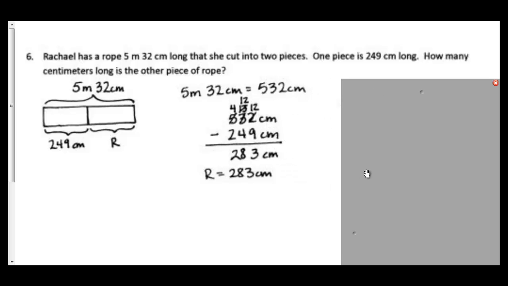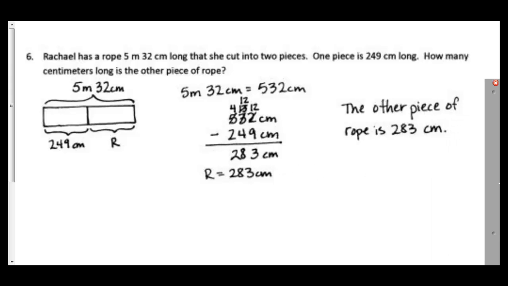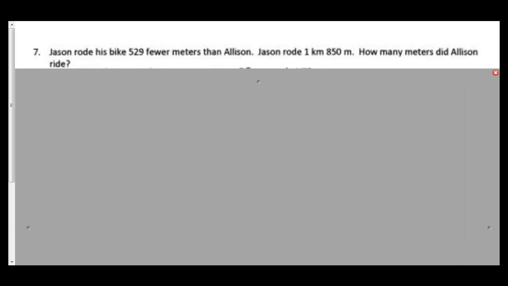So I come over here, and I converted the 5 meters, 32 centimeters, to 532 centimeters, and then I subtracted. You can see that I needed to decompose in the tens and the hundreds to be able to subtract. So I ended up with 283 centimeters. And my number sentence, the other piece of rope is 283 centimeters. Okay, ready for the last one? Try this last one all by yourself.